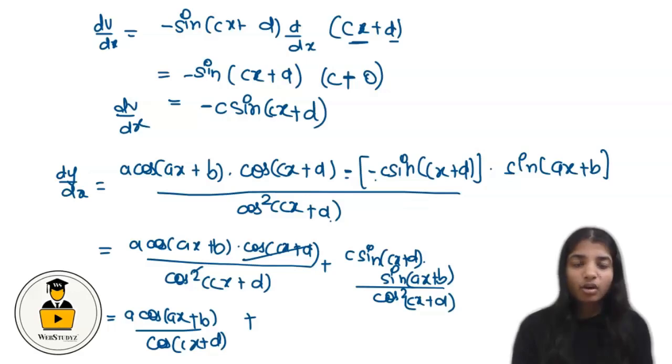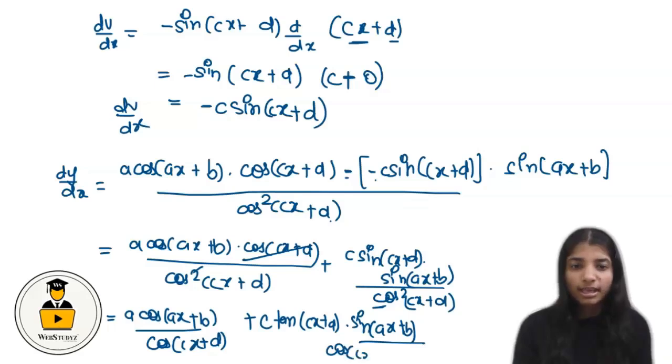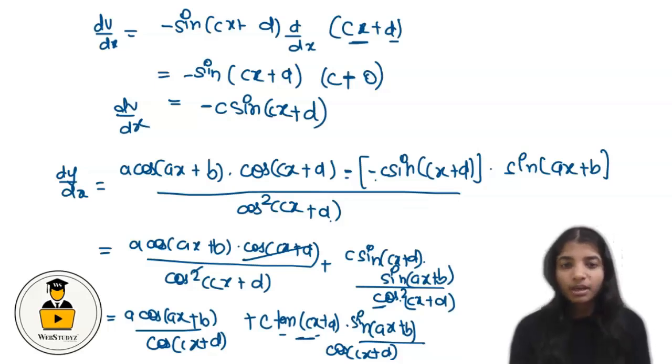We know that sine of x divided by cos of x is equal to tangent of x. So we can write sine of cx plus d divided by cos of cx plus d as tangent of cx plus d. So this becomes equal to tangent of cx plus d multiplied by sine of ax plus b, which remains as it is, divided by cos of cx plus d. Basically we have cos square in the denominator, but we use one cos theta with the sine theta to convert that into tangent theta. So this is what we are having here.